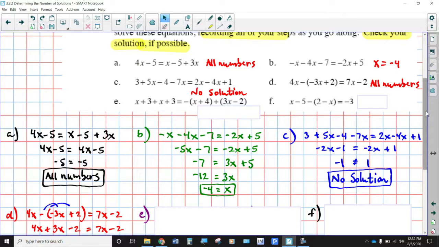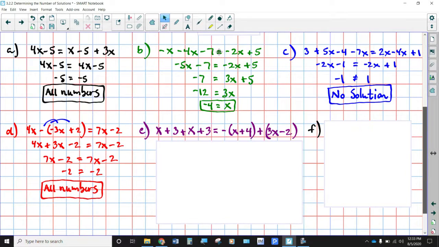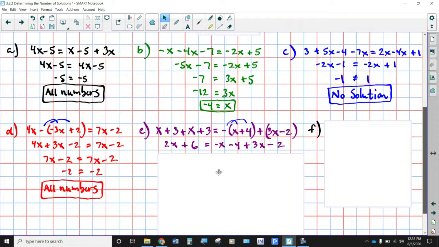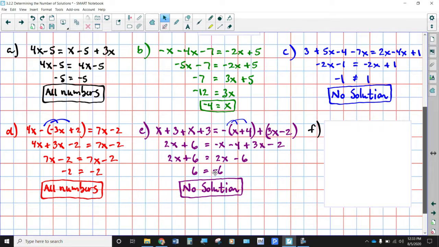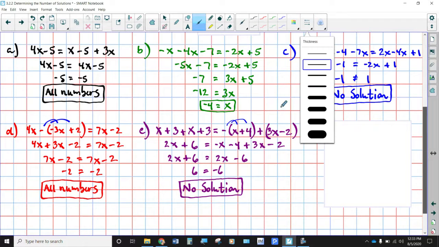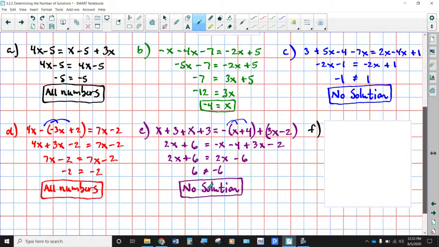Now for E. This one has a little bit of distributive property that we're going to have to work into it. Sending in the dive bombers there. Combine like terms on the left-hand side, that becomes 2x plus 6. On the right side, that becomes a negative x and negative 4. The negative x combines with the 3x to make 2x, and the negative 4 combines with the negative 2 to make negative 6. This problem is similar to that problem. 2x plus 6 cannot be equal to 2x minus 6. There's no way that that would work. So we are going to say, since these two are not equal to each other, that there's no solution.